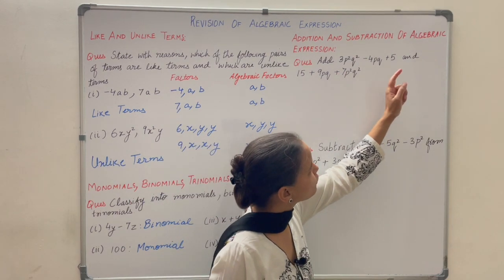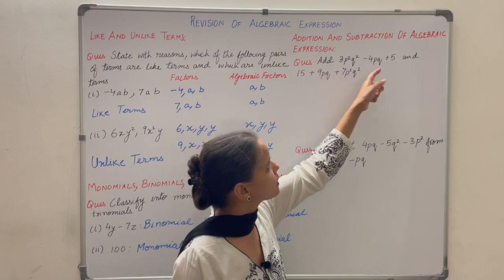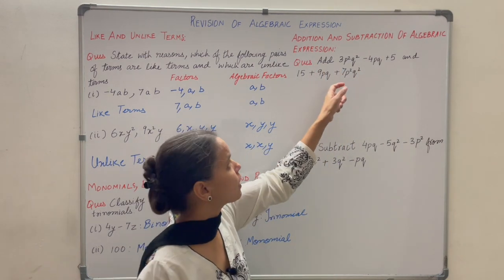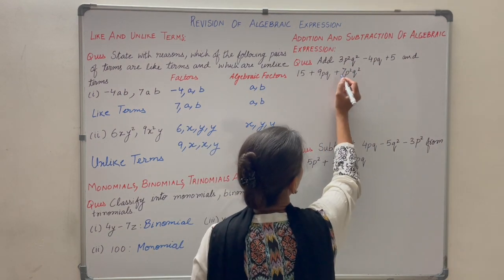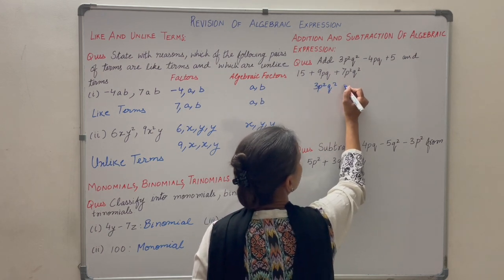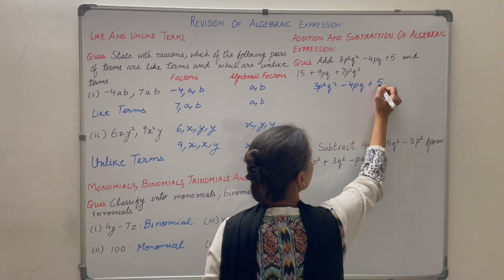Addition and subtraction of algebraic expressions. Question: you have to add this algebraic expression and this. So let us write it down. The expressions which you have to add: first one is 3p square q square minus 4pq plus 5.